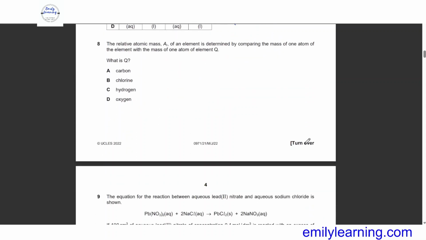Okay, moving on to 8. The relative atomic mass, Ar, of an element is determined by comparing the mass of one atom of the element with the mass of one atom of element Q. So what is Q? This one is a definition. To find the relative atomic mass, you need to compare the mass of one atom of this element with 1/12 the mass of one atom of carbon-12. So the answer is A, which is carbon.